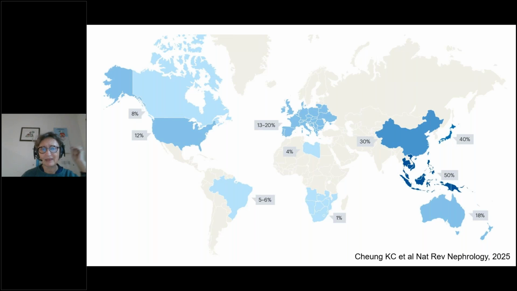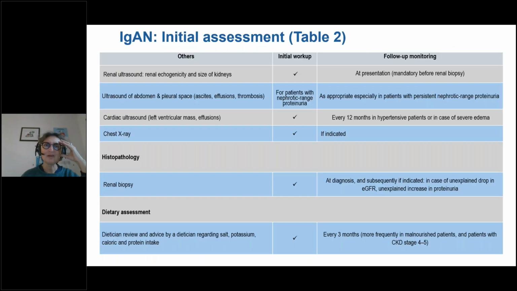So we know that the distribution of this disease is very different depending on the countries. This is the beautiful picture from a recent review on IgA nephropathy. And we know that urinary routine screening in some Asian countries has led to early recognition of the IgA nephropathy and prompt treatment. So the other important initial assessment at presentation, especially if you're planning a kidney biopsy, is to perform a renal ultrasound.